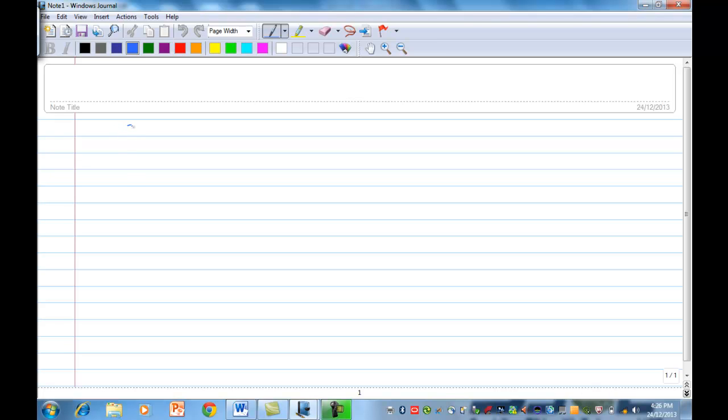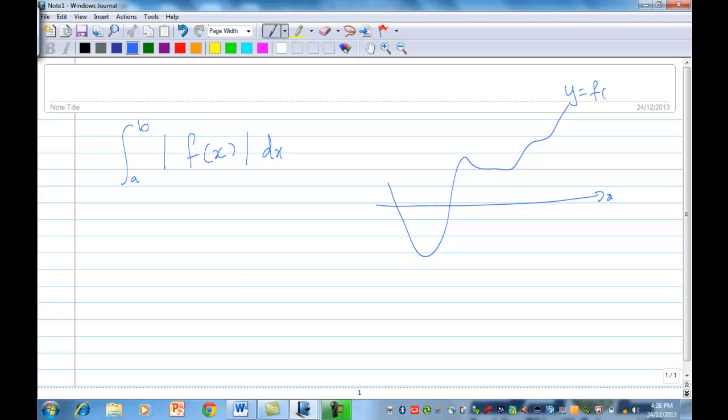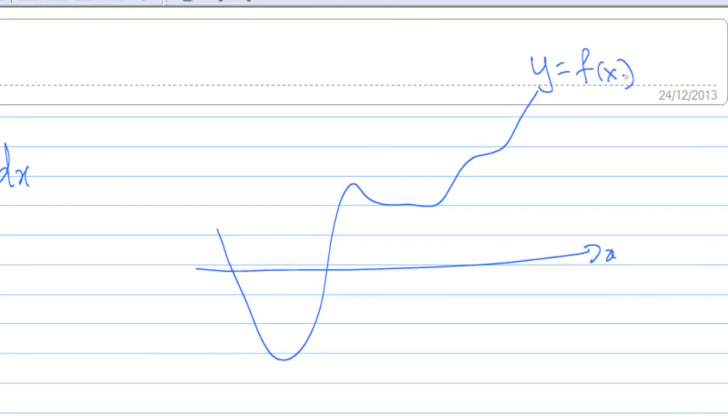In general, if we are required to integrate the absolute function of f(x) for values of x from a to b, we always analyze the graph of f(x), that is the function without the absolute sign, and consider reflecting the negative y portion in the x-axis, calling it y equals negative f(x).